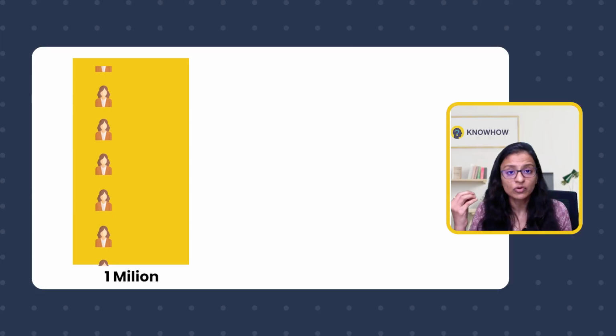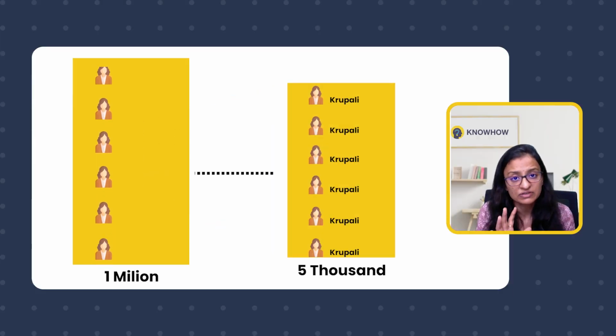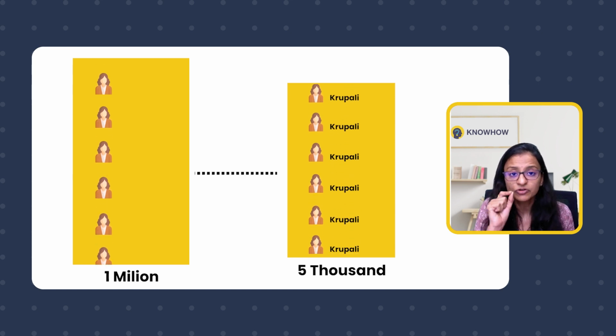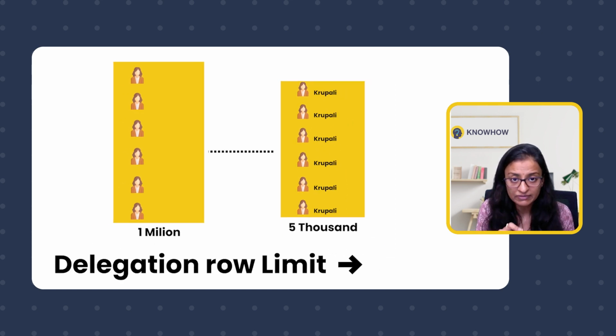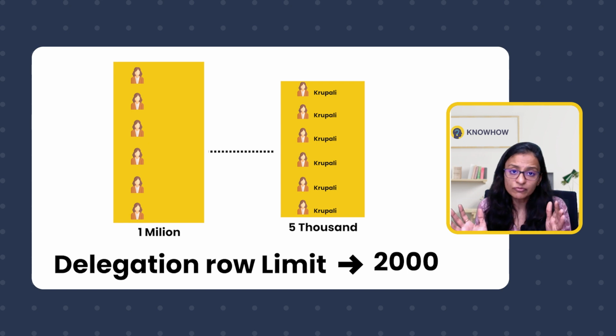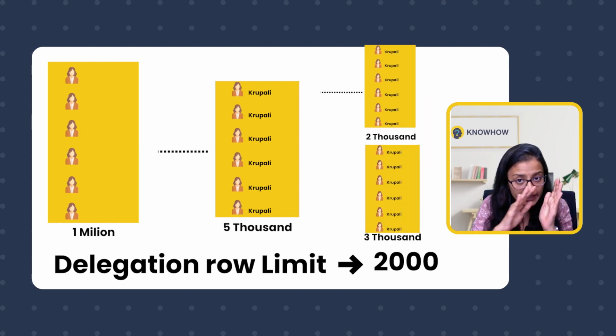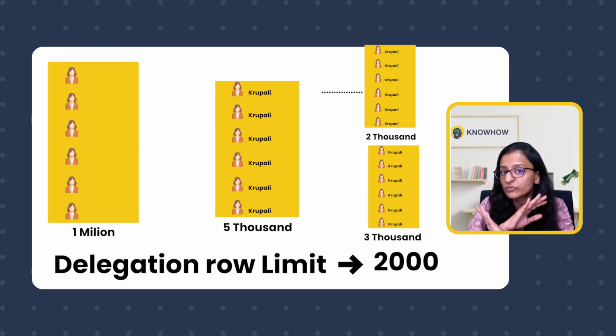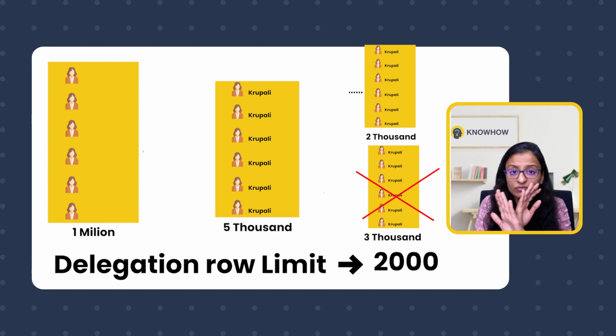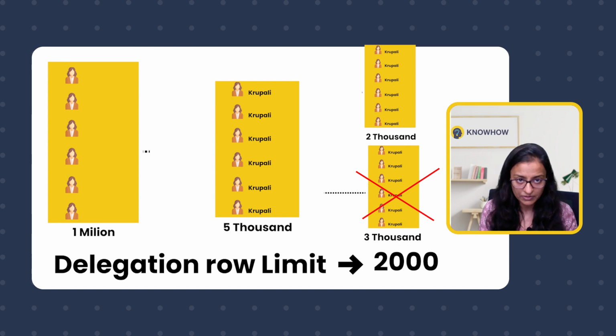Let's say out of 1 million records, 5000 females are there. But if your delegation row limit is 2000, then out of 5000, it will load only the first 2000 females, and the rest of the 3000 females, it will not search, it will not load in your PowerApp. So that is the limitation of the search function if you are using it with a SharePoint list.